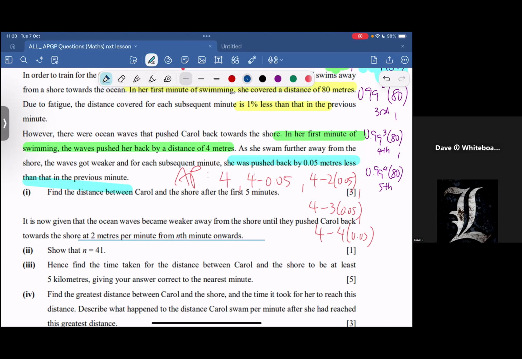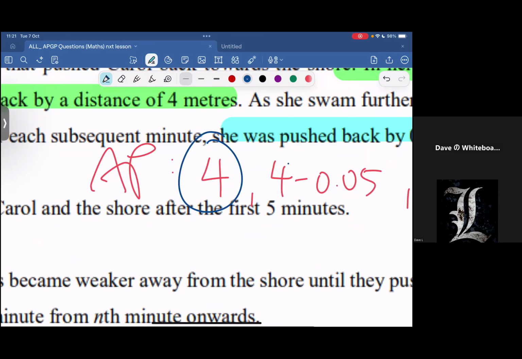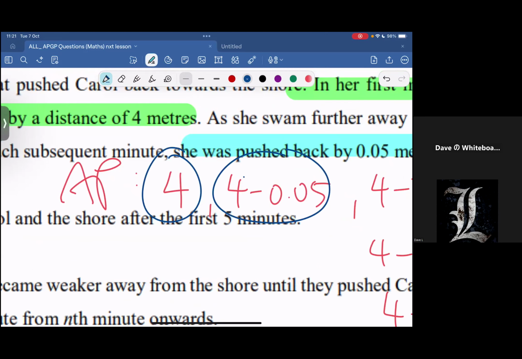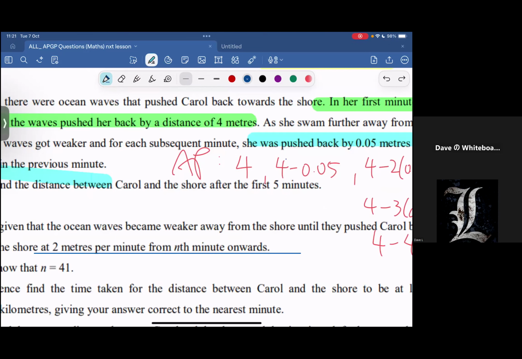There's no more AP from the nth minute onwards, but I need to know what exactly is the nth minute, because at first I start with 4. Okay, I start with 4. And then after that, I got pushed back by 3.95 because 4 minus blah, blah, blah. So what exactly is the n, until I got pushed back by only 2.